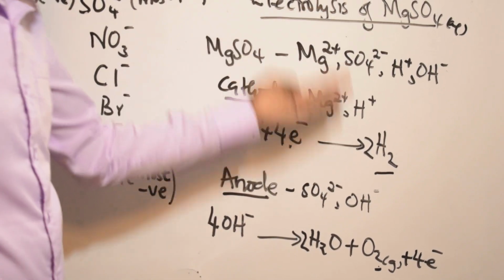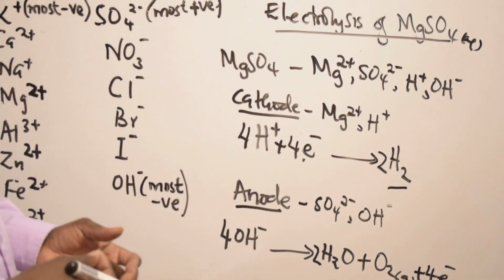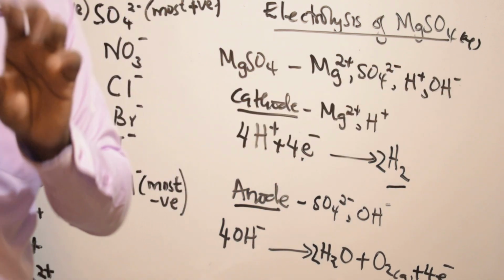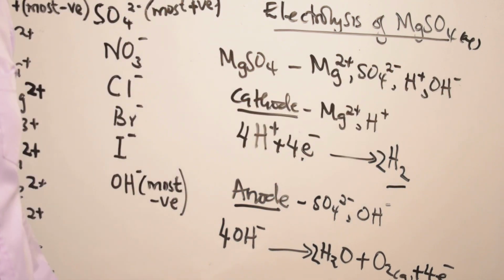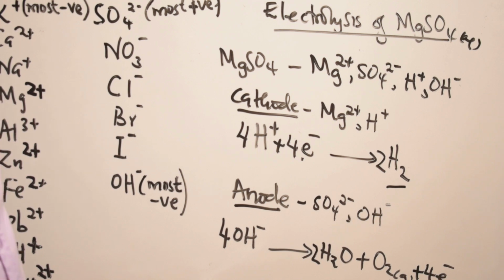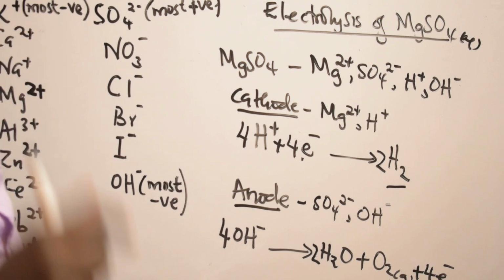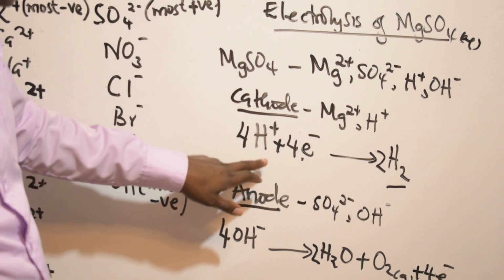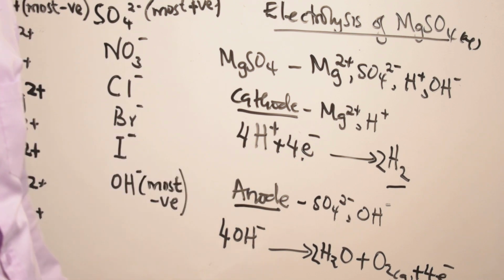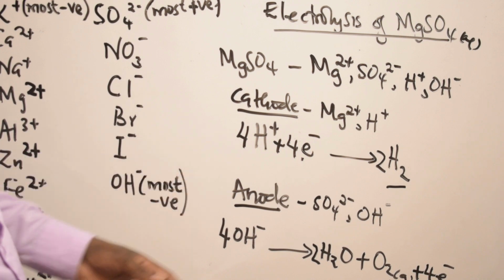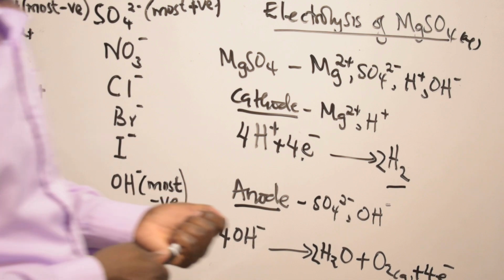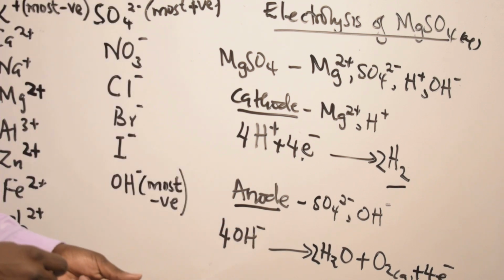Maybe at this juncture it's also worth mentioning that the concentration of the electrolyte, the magnesium sulfate, will actually increase. Why is the concentration increasing? Because water is being removed. Water is being removed by discharging hydrogen ions and hydroxide ions. So every time you remove water from a solution, the concentration increases. That is what we are talking about. Let me get to the second factor.